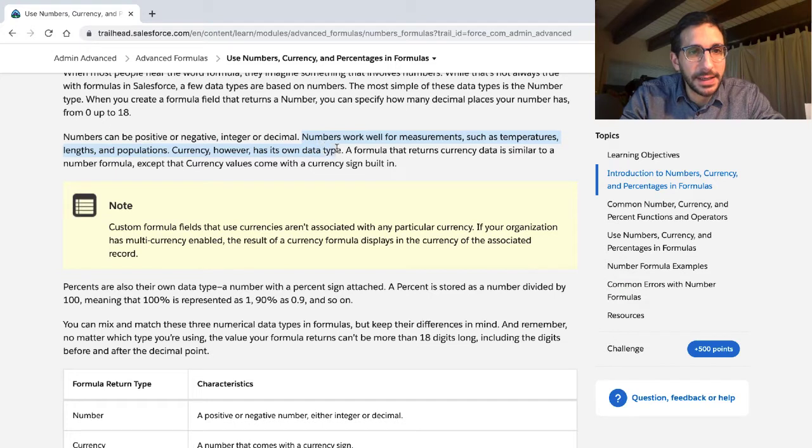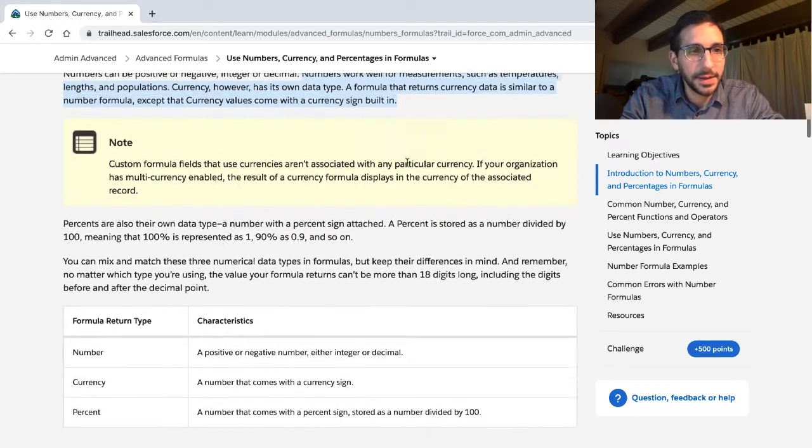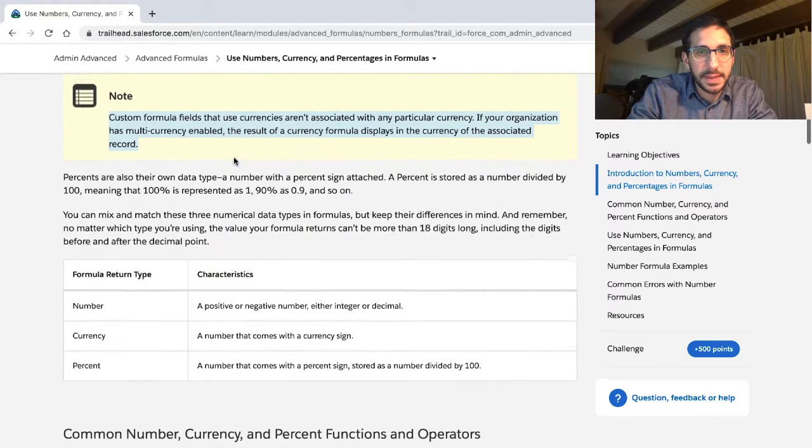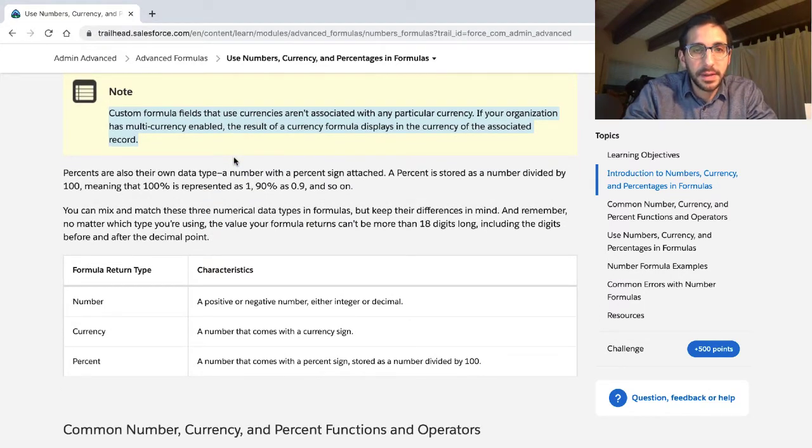Currency, however, has its own data type. A formula that returns currency data is similar to a number formula, except that currency values come with a currency sign built in. Note, custom formula fields that use currencies aren't associated with any particular currency. If your organization has multi-currency enabled, the result of a currency formula displays in the currency of the associated record. Okay, so when in doubt, go with what the record says.